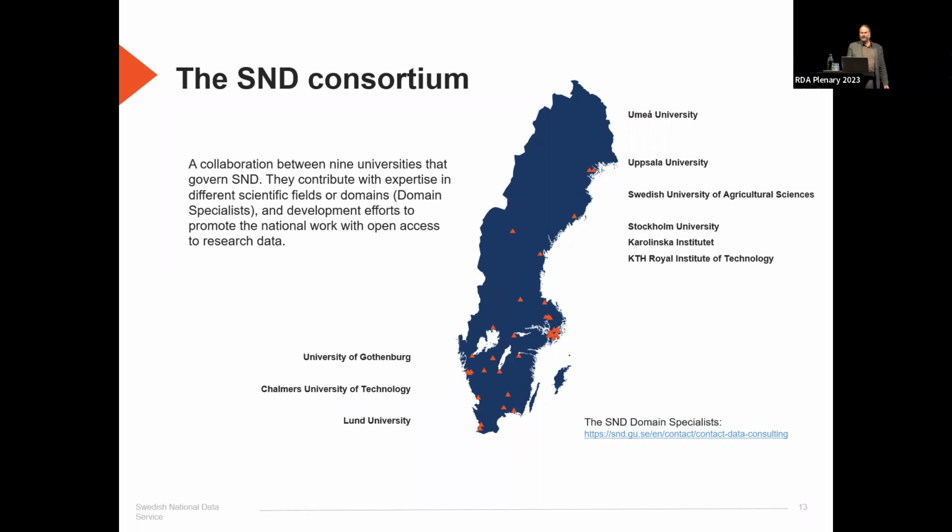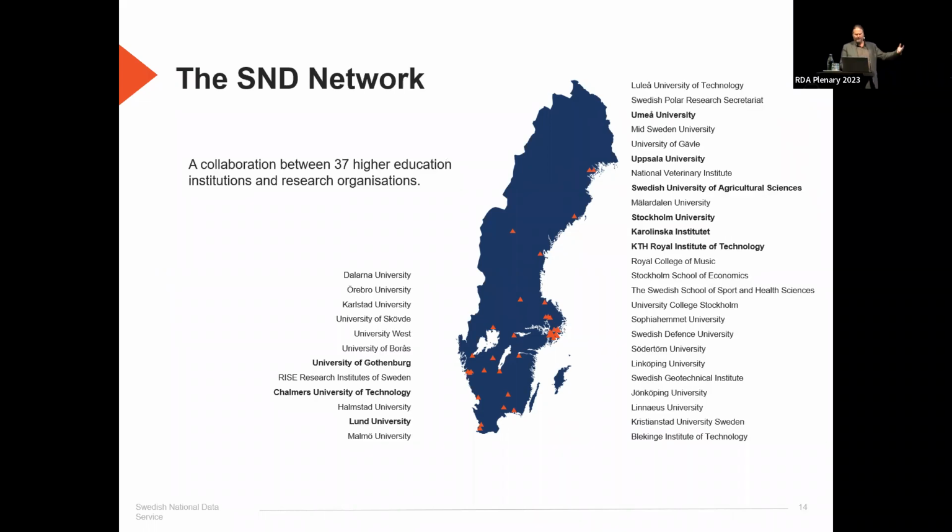The consortium is funded by the Swedish Research Council, and it's a collaboration between 9 universities that govern SND. They contribute with expertise in different scientific fields or domains. We have domain specialists at each university to help the researchers within their domain, and development efforts to promote the national work with open access to research data. And then we have all other higher education institutions that have joined SND to learn together and to evolve the work on open data and data structure.